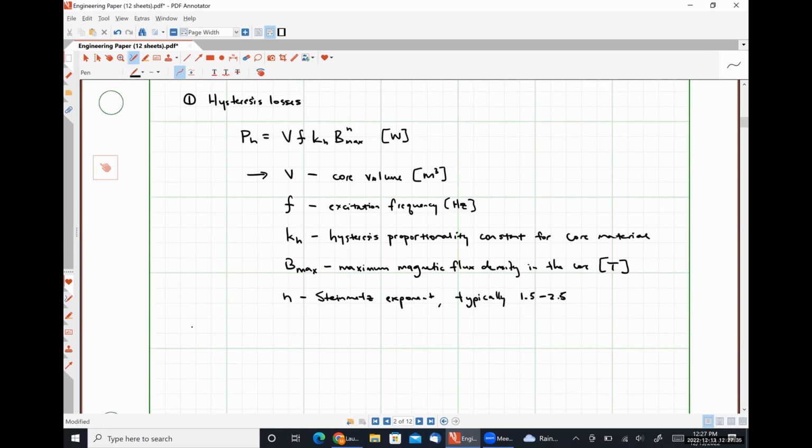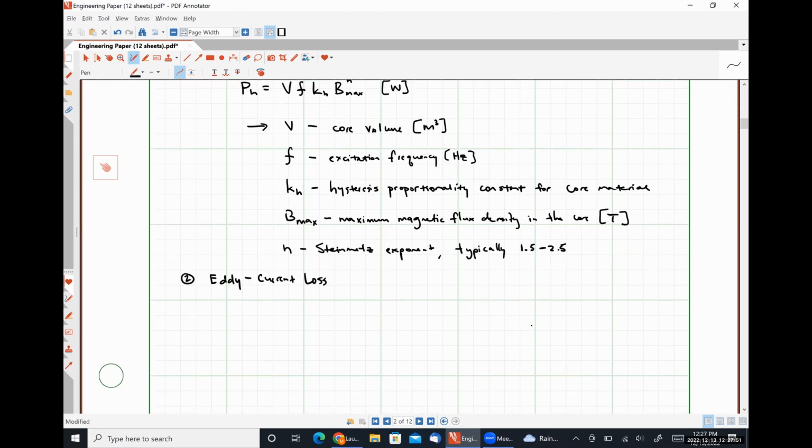Our second loss that we're going to talk about today is eddy current loss. What do you guys know about Faraday's law of induction? Not much? That's perfectly fine. We're going to talk about it much more in depth on Thursday. But for right now, all I need you to understand is that Faraday's law of induction says that if you put a conductor in a time-varying magnetic field, a voltage and current will be induced on the conductor.